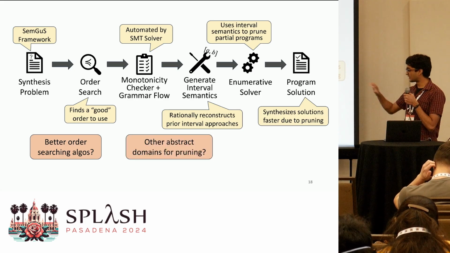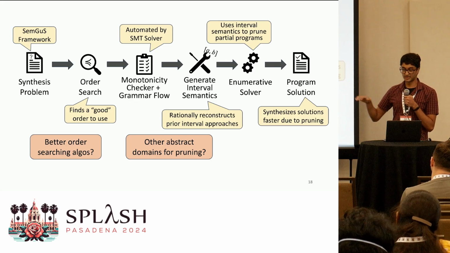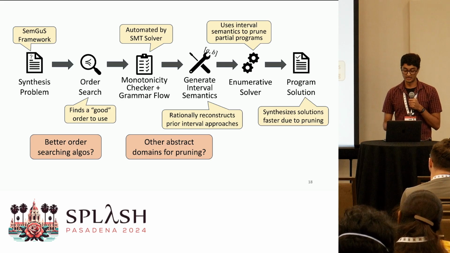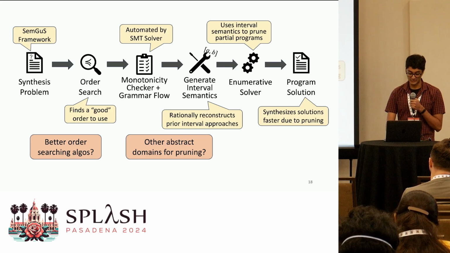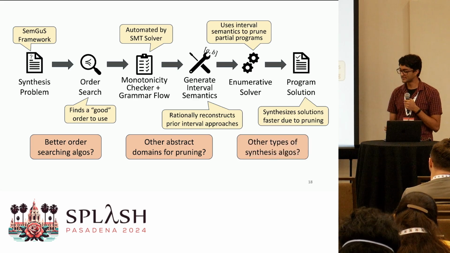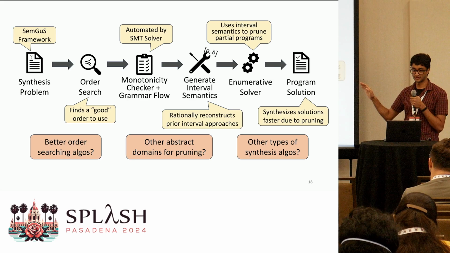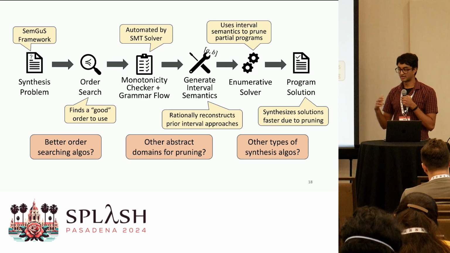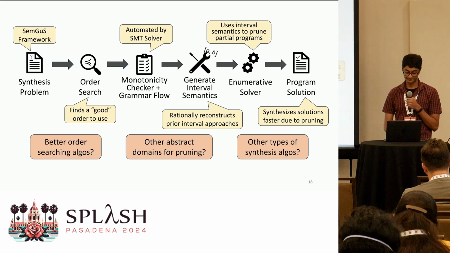We focused entirely just on the interval abstract domain, but are there other abstract domains that we can automatically come up with by analyzing the semantics and that we can use for pruning? And finally, we focused entirely on top-down enumeration. But is it possible to perform this kind of reasoning on other types of synthesis algorithms as well?